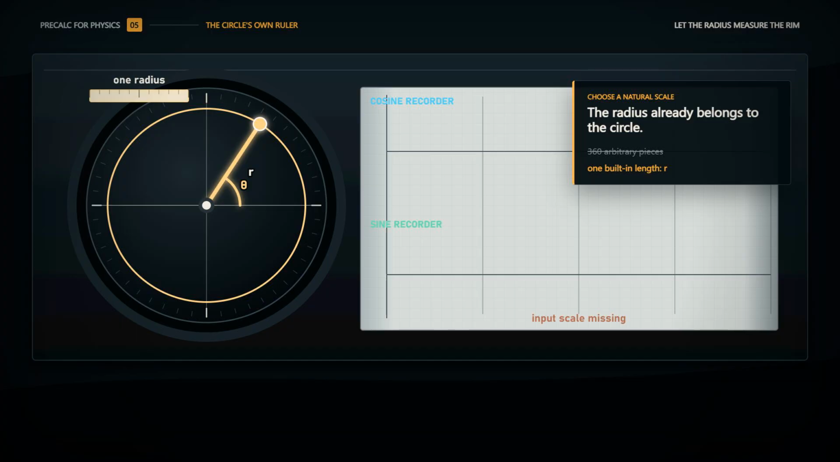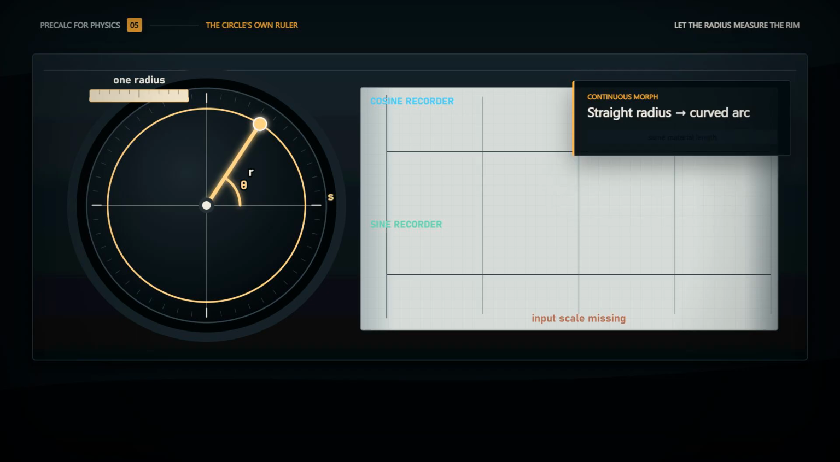Degrees can label a turn, but the circle already contains a more physical ruler. The only length built into every circle is its radius. So instead of dividing a turn into an arbitrary number of pieces, let the radius itself measure the rim.